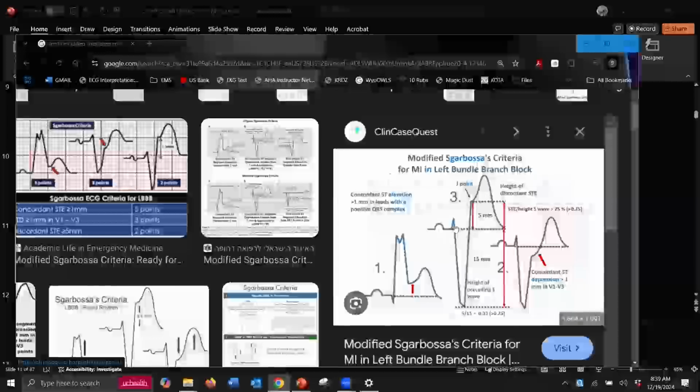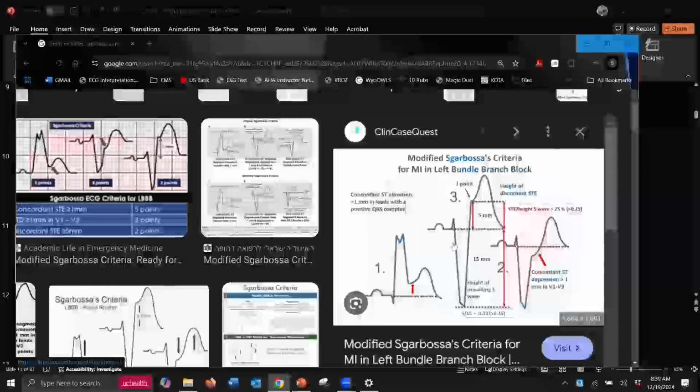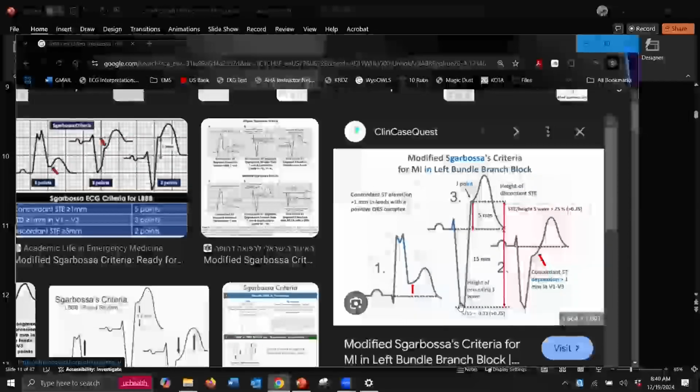Or S wave, sorry. Here's our S wave. Can everybody see my little finger here? So we want our ST elevation to be greater than 25% of that. Your initial measurement is your S wave. And this one looks to be 1, 2, 3, 4, 5, 6, 7, 8, 9, 10, 11, 12, 13, 14, 15, 16, 17. Took me a while to get there, huh?